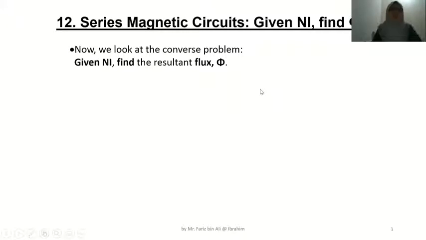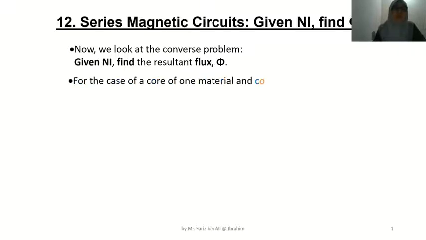Okay, class. So now we go to the next part, which is part E. Now we look at series magnetic circuits with the given I. You have to find the flux. So now we look at the converse problems: given an I, find the resultant flux.